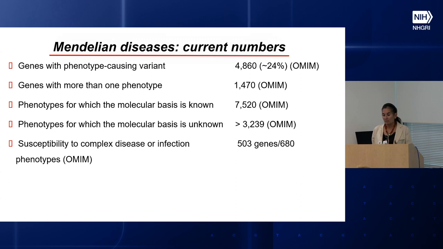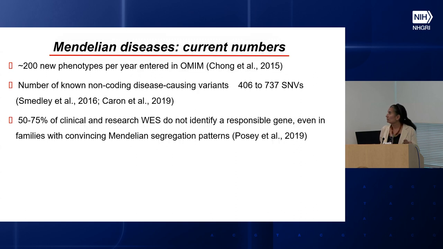But we also have in OMIM these other genes that have been associated with complex diseases or susceptibility or infection phenotypes. We have 503 genes to 680 phenotypes in OMIM. Again, these are not all. I tried to go to the GWAS catalog to get a better idea of the number of genes that have been associated with complex phenotypes, but they don't really give those statistics there. It would be a great thing if we had that number mined by them, but we don't. So these are the ones that made it to OMIM, and they are definitely not close to all the genes that have been associated with a complex disease or infection phenotype.